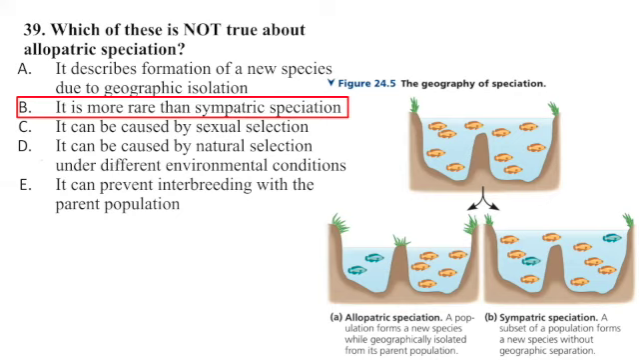no, because it's caused by a geographic boundary, right? So D is incorrect. E, it can prevent interbreeding with the parent population. No, I'm trying to think of the logistics there, but basically that's not the correct answer. It can prevent interbreeding with the parent population. I mean, it's by a geographic boundary, right? So you've got a geographic structure that pops up. So that doesn't really apply or make much sense for that one. So B is definitely our correct answer here.